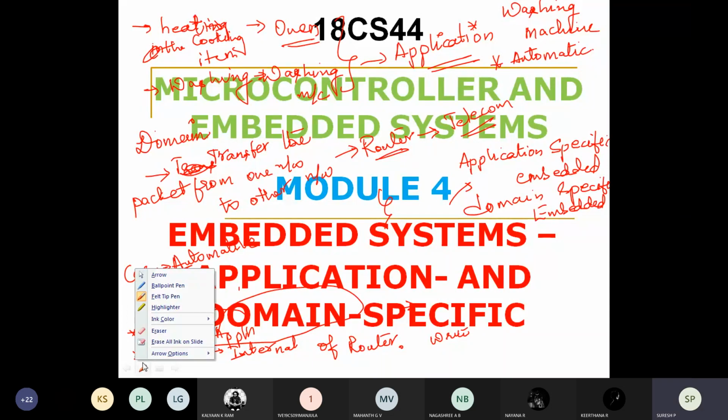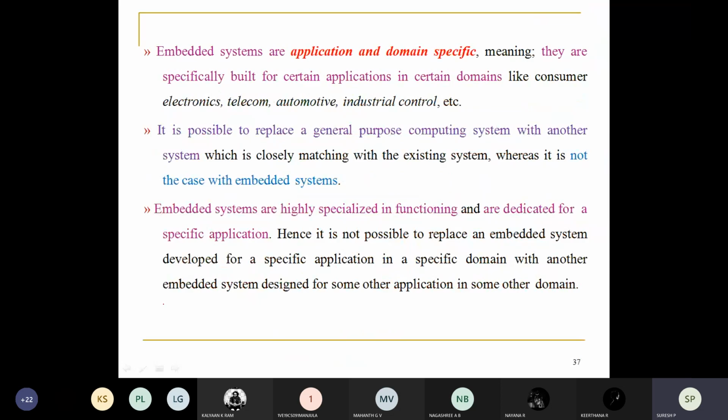So next, when it comes to application and domain specific, as I told, how are these used? If we take application and domain specific, as the name indicates, this embedded system is built for a certain application, whereas domain specific is built for a certain domain. This I have told already.